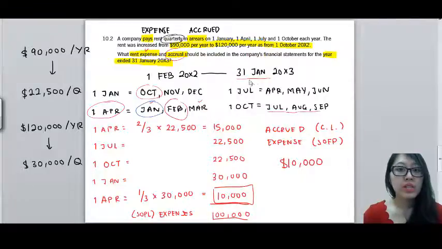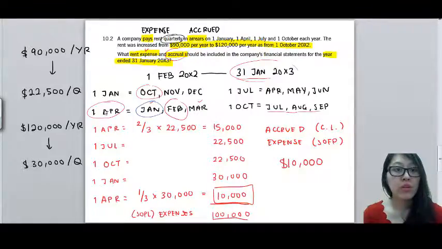Why? It's because in our financial year, we stop until the month of January. And in this month of January, we already have a rental expense of $10,000 that has incurred already. But we did not pay for it yet. We will only pay for it on 1st of April. So that means that is our accrued expense.